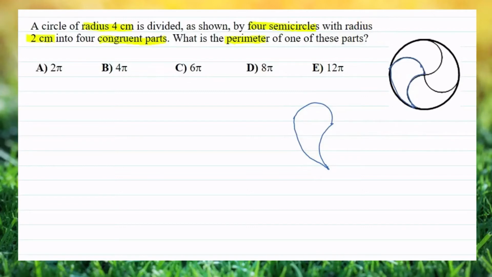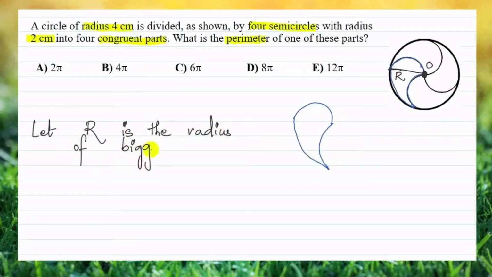Let us take capital R as the radius of the bigger circle. This becomes the center, which we can name O, and this is the capital R. So let R be the radius of the bigger circle. Now what is the circumference of this part? It is actually 1/4 of the total circumference.